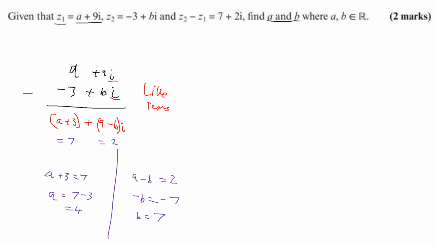Which means that we can write Z1 is equal to 4 plus 9i, and Z2 is equal to minus 3 plus 7i. Okay? And we know this is correct because Z2 minus Z1 is equal to this.